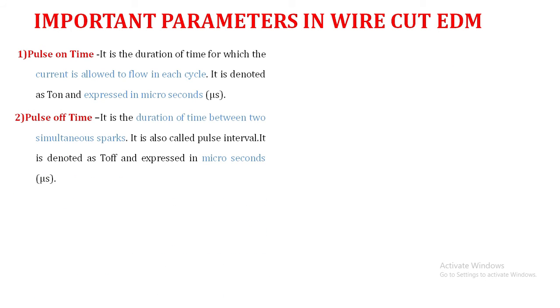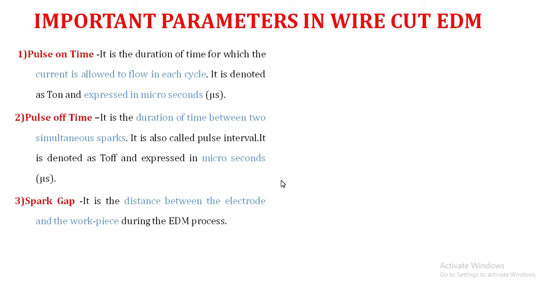The second one is the pulse off time. It is the duration of time between two successive sparks. The basic difference is that whenever it is pulse on time, a spark takes place, and whenever it is pulse off time, no spark takes place at the region between the electrode and the workpiece surface. Both pulse on and pulse off time are expressed in microseconds and denoted by symbols like T on and T off. These are the basic symbols or nomenclature generally used in the wire EDM process.